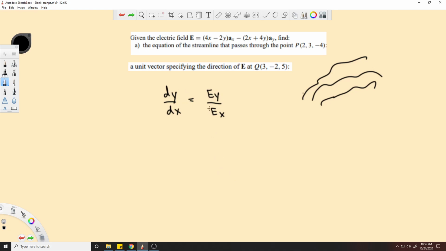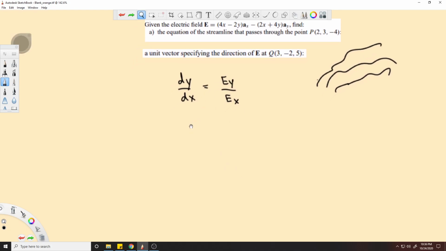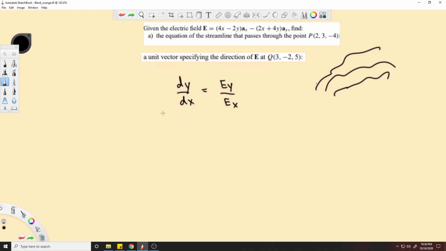All right, so anyway, you've got dy/dx equals Ey over Ex. We know the x component and the y component of our electric field, and it's obviously changing as we move through x and y, and that's why we're trying to find this equation. So we'll plug in our components. The y component would be 2x minus 4y, and I'm just distributing the negative. The x component is 4x minus 2y.